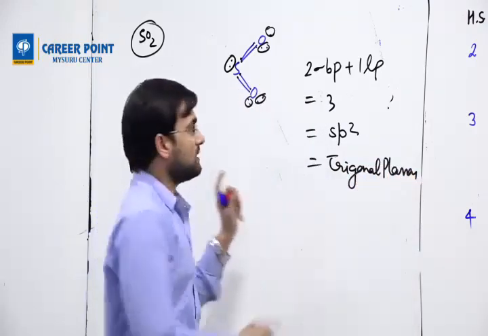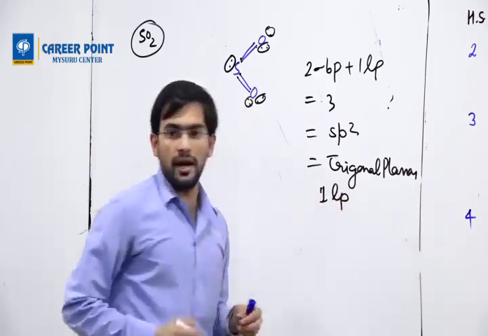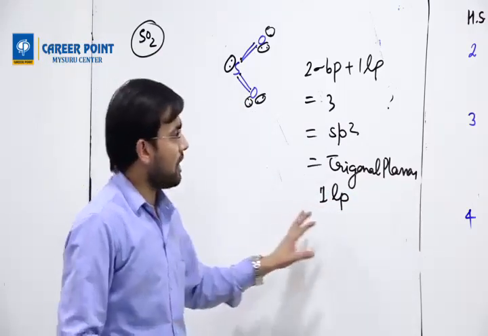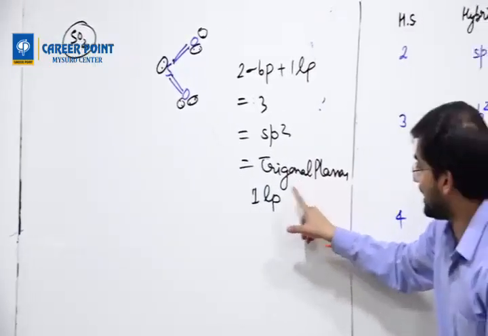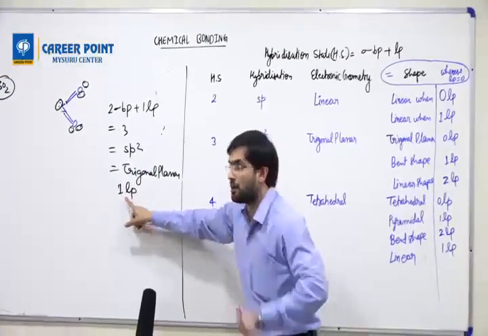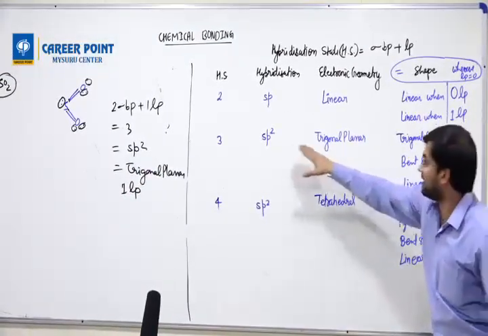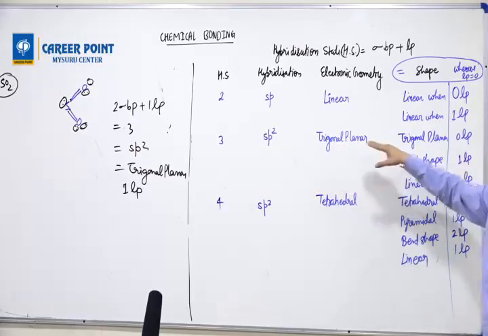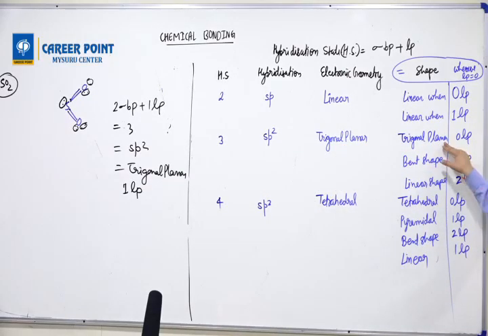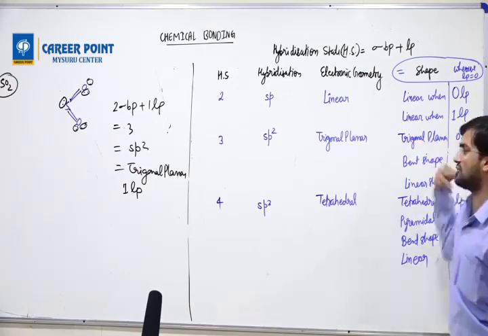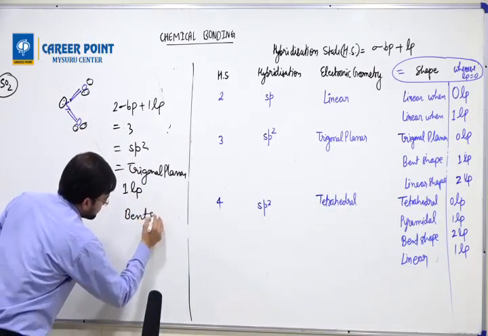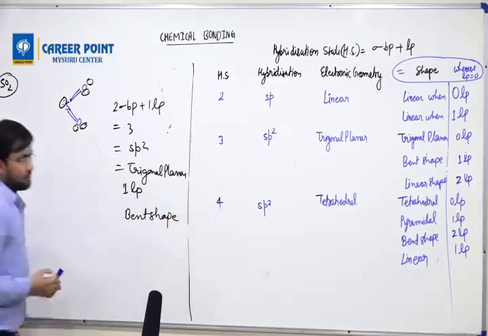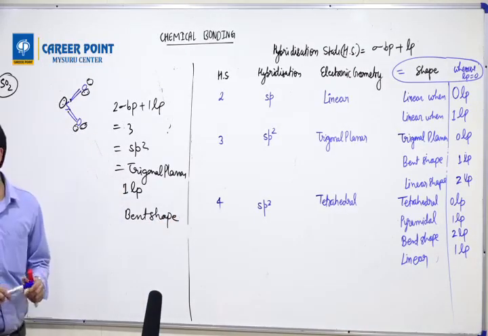But in this case it has 1 lone pair. So now, if you have sp2 trigonal planar but with 1 lone pair, I'll go to the list: trigonal planar, sp2, and in that case you get 1 lone pair. So this box is your answer. Directly, without even drawing, you can write bent shape. You can write bent shape.